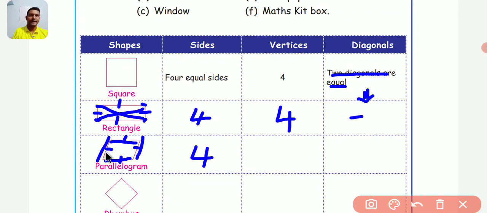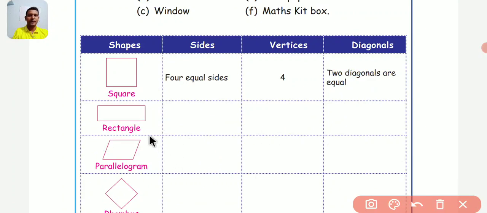It is like a rectangle, you know. Okay, in parallelogram, how many sides are there? 1, 2, 3, 4. There are also 4 sides. And how many vertices? Corner points: 1, 2, 3, 4. 4 vertices.